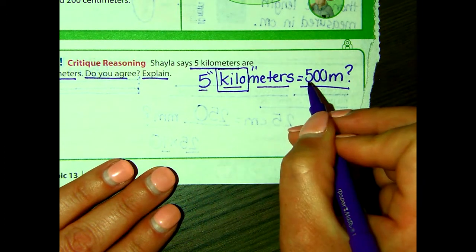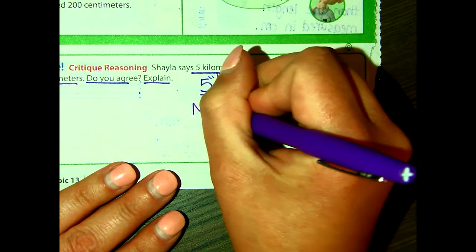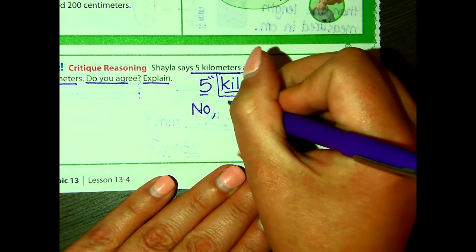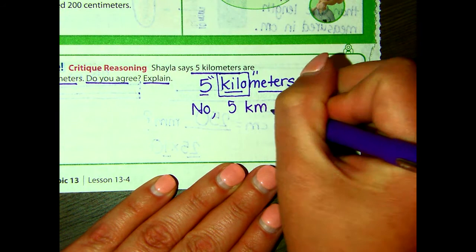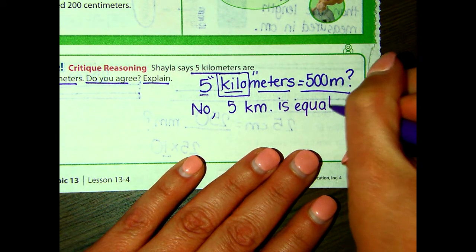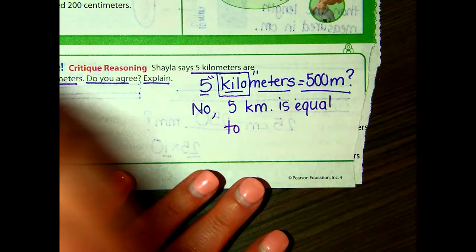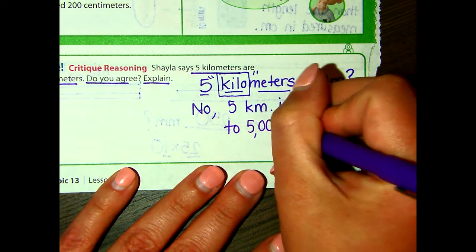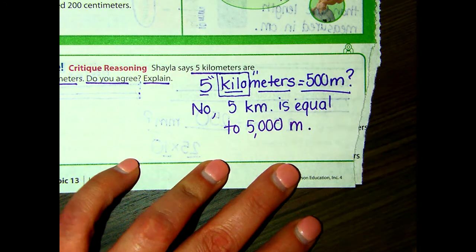So Shayla is wrong. No. 5, and I'm going to abbreviate, kilometers is equal to, and that number should be 5,000 meters. All right, let's turn the page. We have just a few more that we want to talk about. Let's go right down here to question number 1.